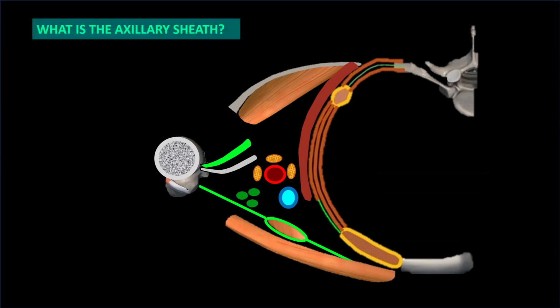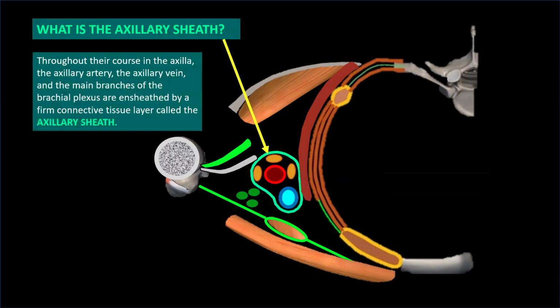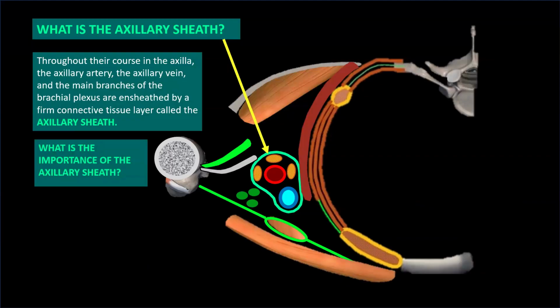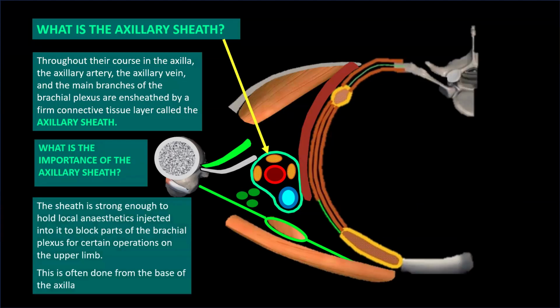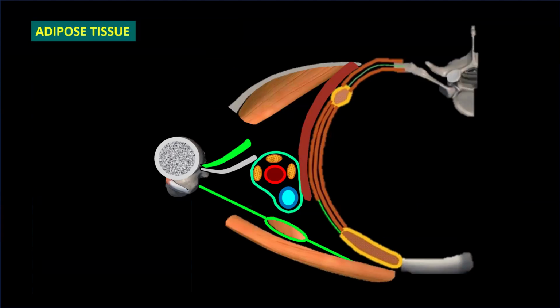What is the axillary sheath? Throughout their course in the axilla, the axillary artery and the axillary vein and the main branches of the brachial plexus are ensheathed by a firm connective tissue layer called the axillary sheath. What is the importance of this axillary sheath? The sheath is strong enough to hold local anesthetic injected into it to block parts of the brachial plexus for certain operations on the upper limb. This is often done from the base of the axilla.